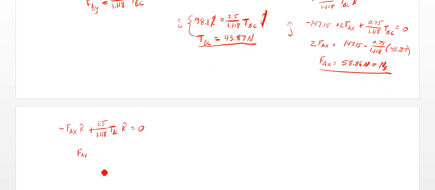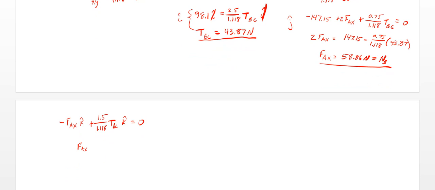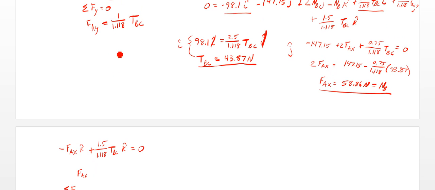So FAY, so now we have our sum of the forces in Y again. So I just had that up here. FAY equals that. Let me just substitute that in. That'll be nice. So from our equilibrium up there, I can substitute this value in now, 1.118 times 43.87 newtons. That's FAY. So FAY is 39.24 newtons.